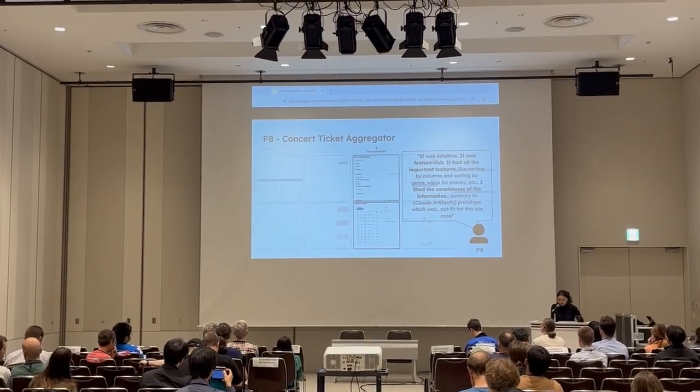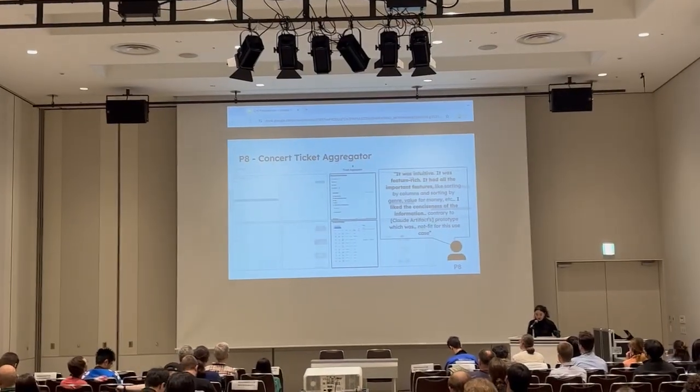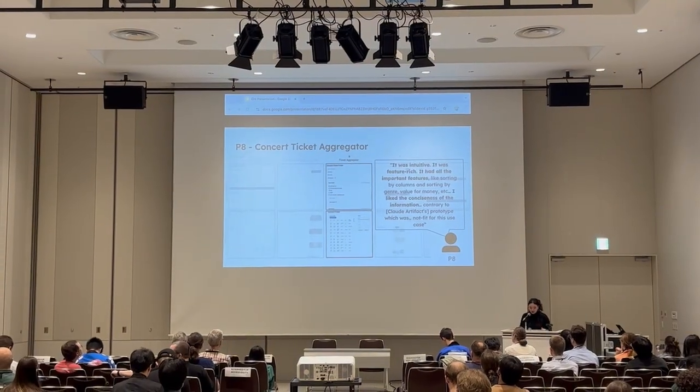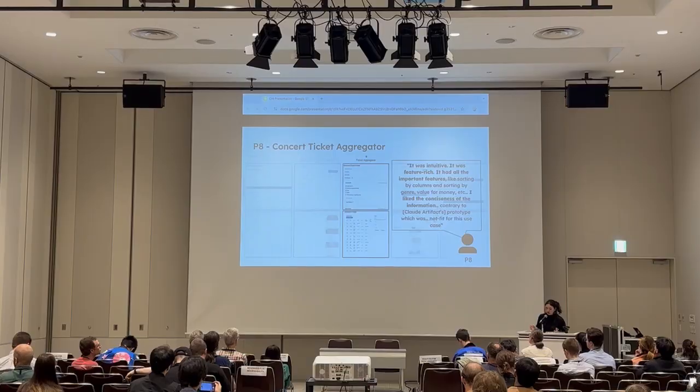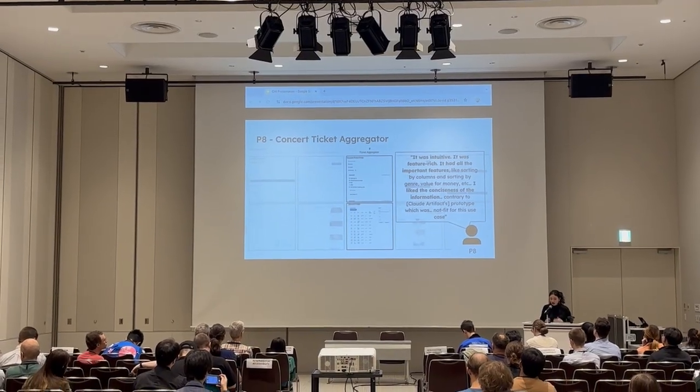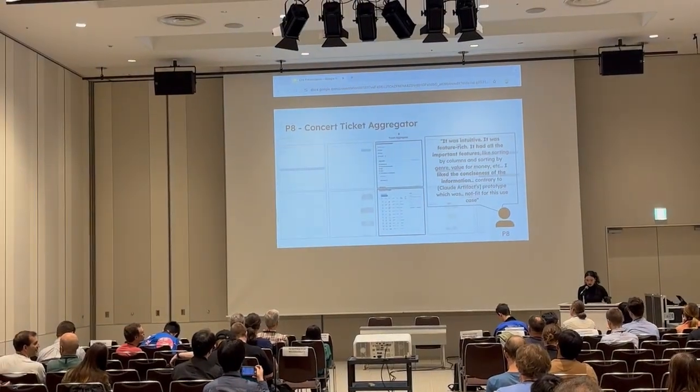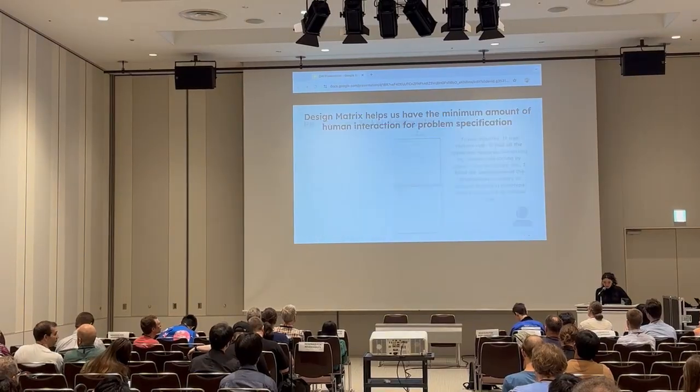P8 created a concert ticket aggregator app, which was really intuitive and feature-rich. He could sort by different columns, and he liked the conciseness of the information because Claude just presented this sort of basic newsfeed approach that had higher cognitive load that didn't suit his use case as much.